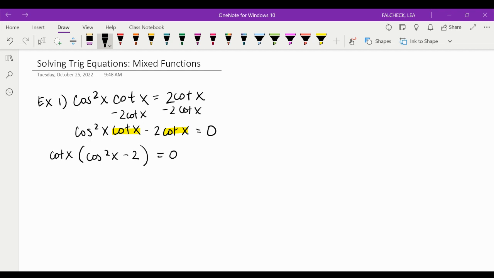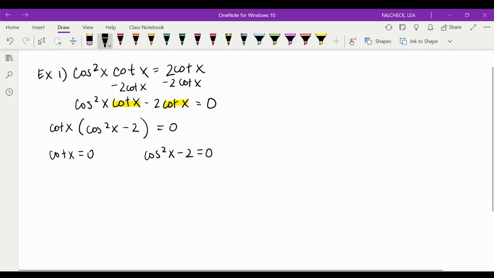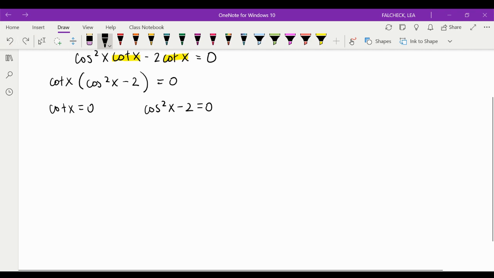Okay, zero product rule says that I can set each binomial equal to 0 to solve for x. So let's set cotangent of x equals 0 and cosine squared x minus 2 equals 0. With cotangent of x equals 0, let's remember our reciprocal identities. You know what? Let's not solve this one first. Let's solve this one first. This is easy and not new, so it'll just be a nice little review.